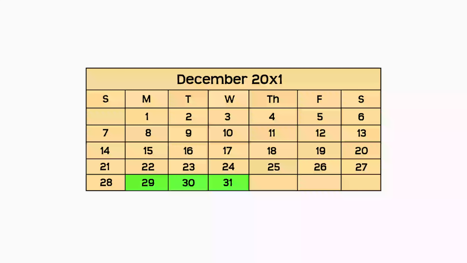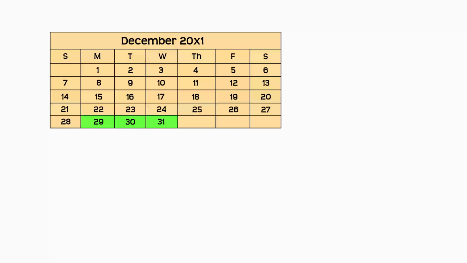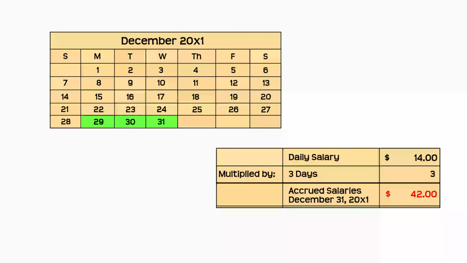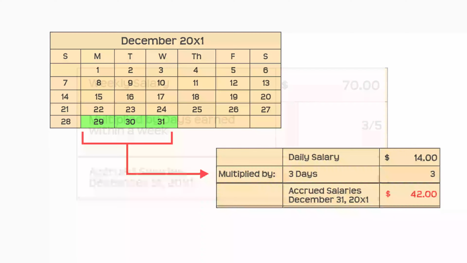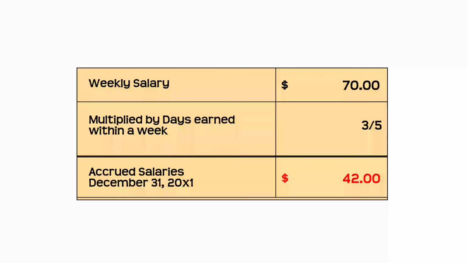On December 31, 20x1, 3 days have already passed. ABC has neither released nor recorded the salary of Sally. To compute for the accrued salary of Sally, the daily rate of $14 multiplied by 3 days will give you the answer. The alternative solution would be the weekly 5-day workweek salary of $70 multiplied by the number of days earned divided by weekly days of work, which will give you $42.